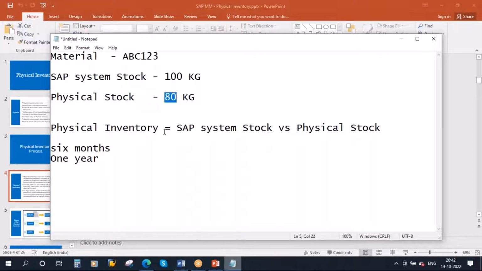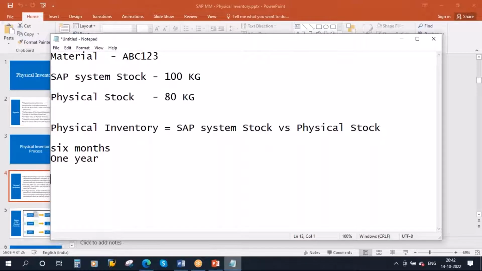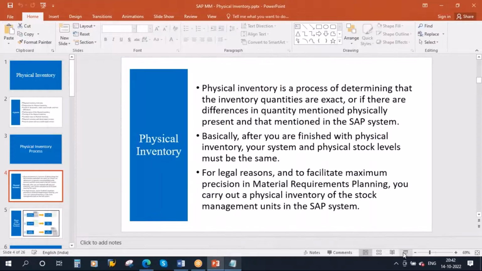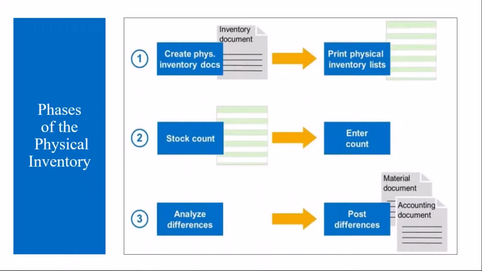Physical stock is 80. So now they have to correct the system stock, the SAP stock. So they have to make this 80, so that both are the same. That is the main purpose of doing the physical inventory. Now we will talk about the phases of the physical inventory.